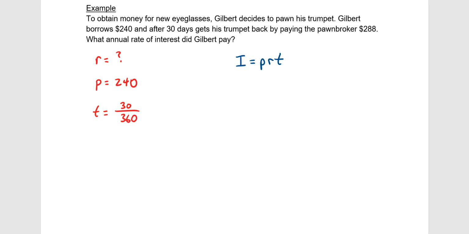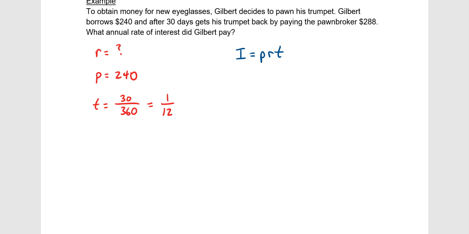And I'm going to write this as a simplified fraction. You could just use 30 over 360. I'm going to simplify it to 1 over 12. So let's go ahead and plug everything in. We also have the interest that he paid. We still need that. He paid $288 to get it back, and it was to borrow $240. So the interest there is the difference between them, which is $48.